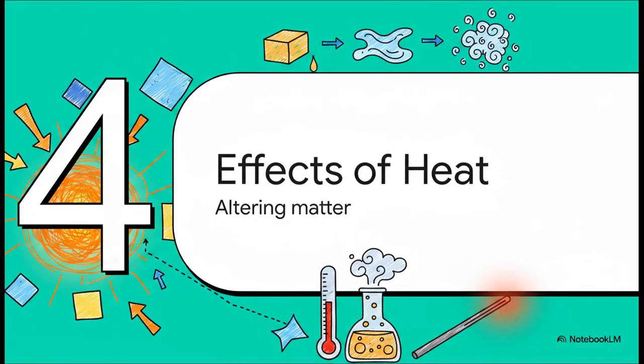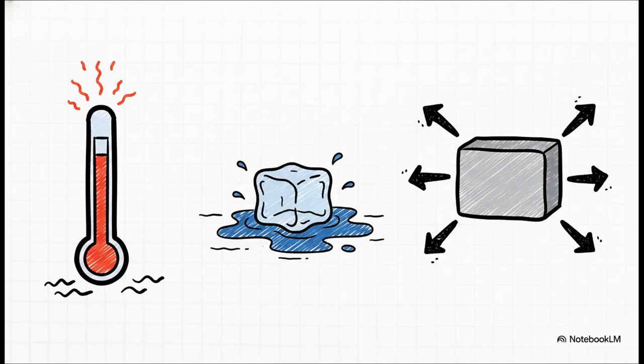Next up, section 4, the physical effects of heat. Now that we know what heat is and how to measure it, let's look at what actually happens when this energy transfer physically alters matter. When a body receives or loses thermal energy, basically 3 main physical effects can happen. First, the most obvious one, an increase in temperature. Second, a change of state, like solid ice melting into liquid water. And third, dilation or expansion of the material itself. Let's break these down real quick.